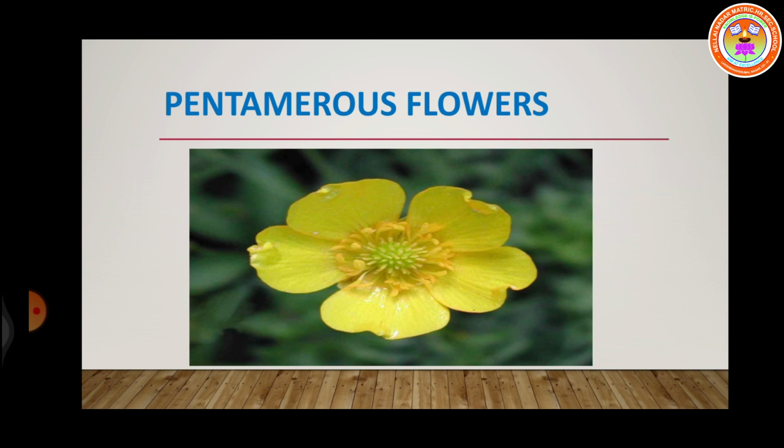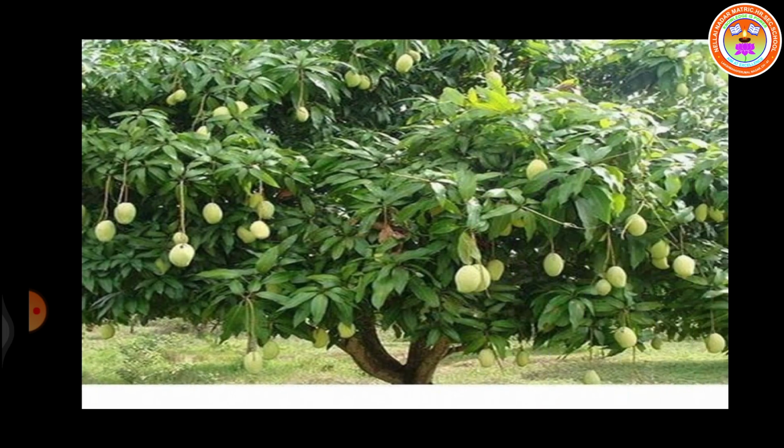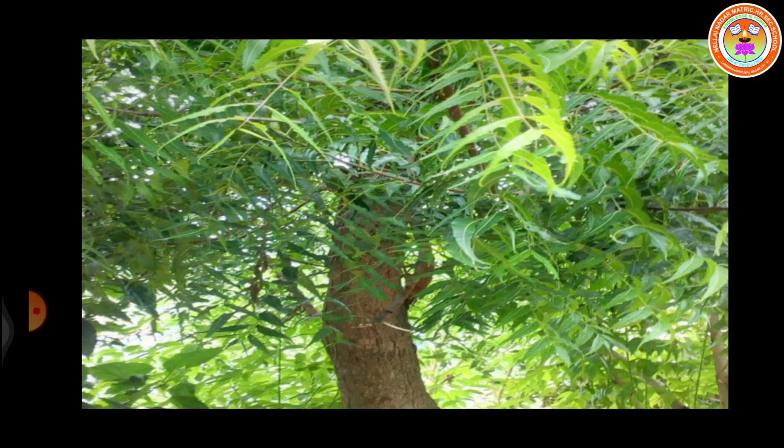About calyx and corolla, you would have studied in the lower classes. The colorful part is called corolla. The bottom of the flower, the green colored part, is called calyx. These plants, that is dicot plants, pollinate through insects. Examples: bean, mango and neem tree.